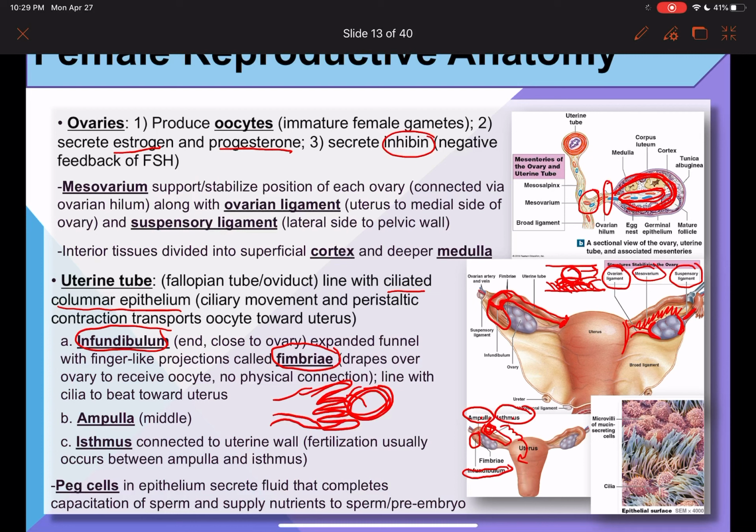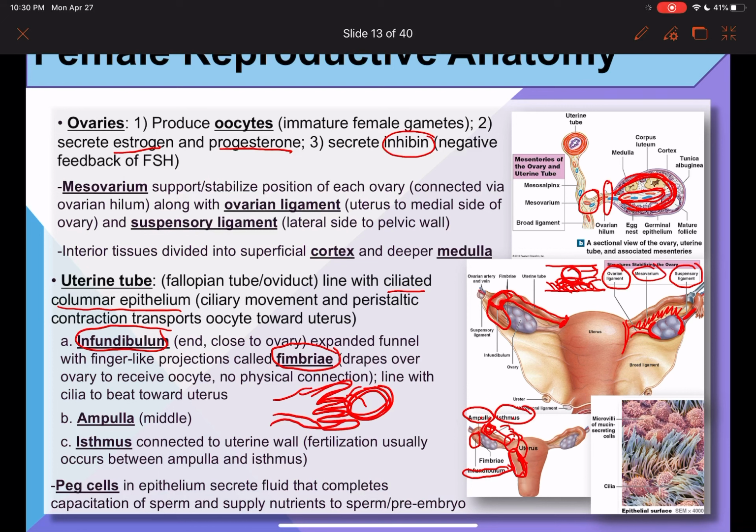until you get a ball of cells. And by the time you get close to the uterus right here, it should be close to what's called the morula stage. And at morula stage, it will then become a blastocyst, and that's when the embryo will implant into the side wall of the endometrium in the uterus, okay?